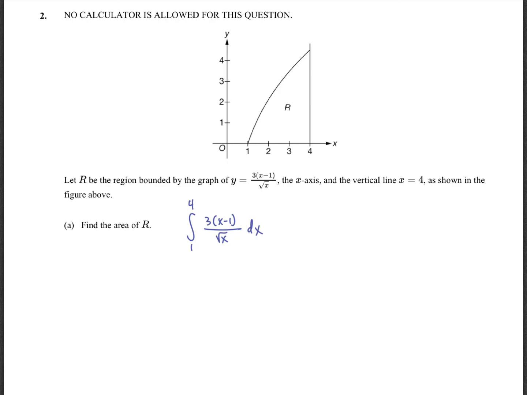So let's rewrite this. First off, we can distribute the 3 to the top. And then I'll change that root x to x to the 1/2. And then our method for finding the antiderivative of this is splitting up this integrand. So we'll do 3x over x to the 1/2 minus 3 over x to the 1/2. And when you do that, you get 3x to the 1/2 minus 3x to the negative 1/2. Okay, so that's the thing that we really have to integrate.